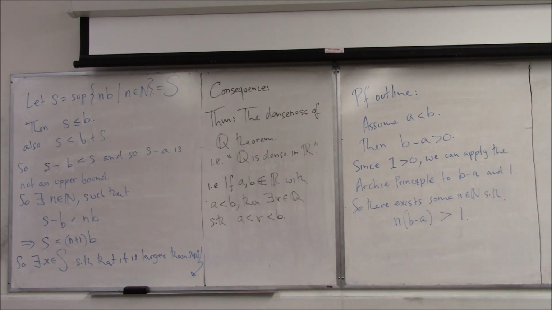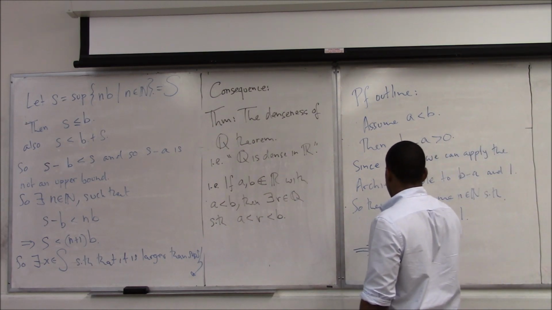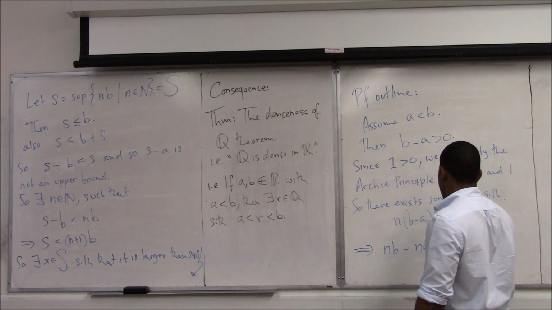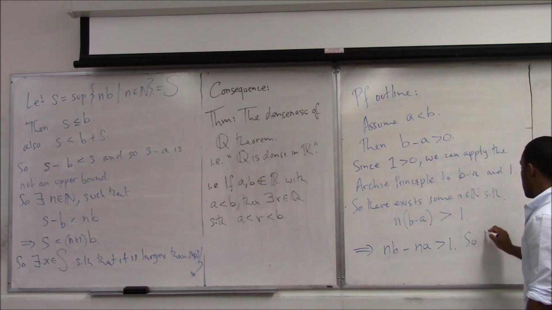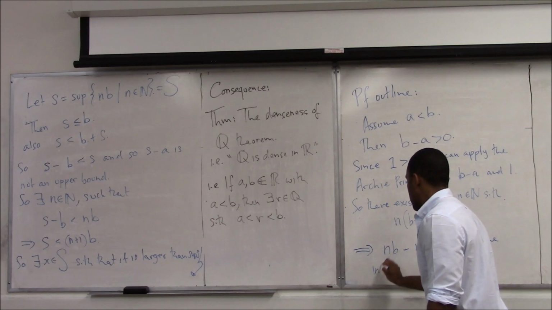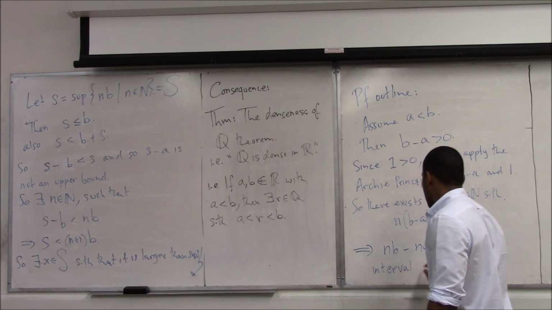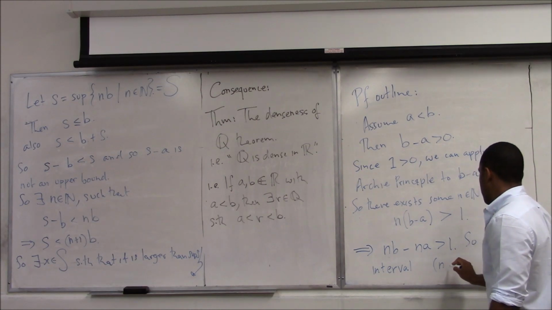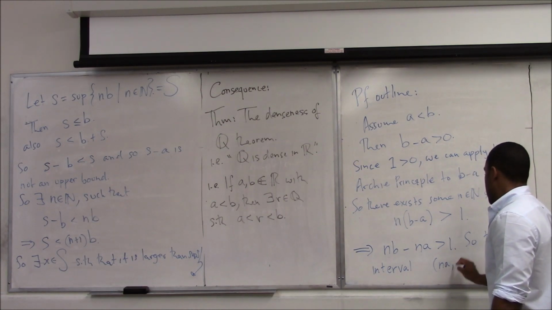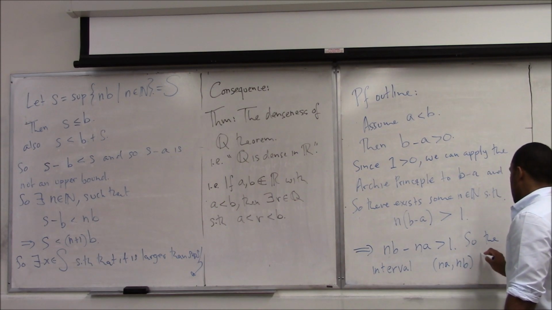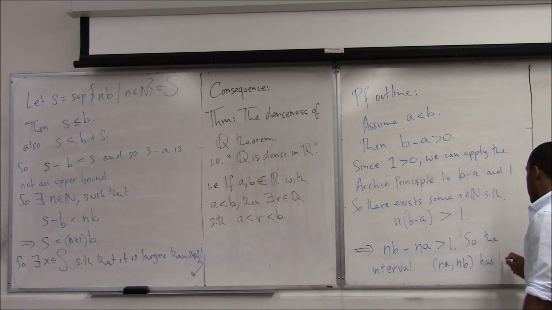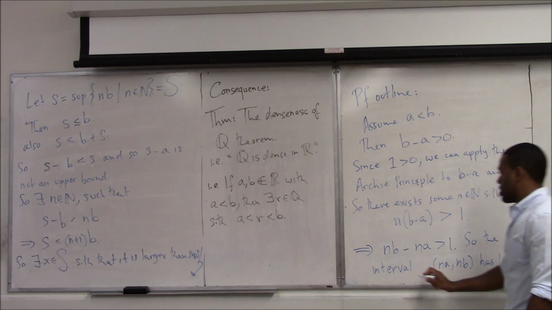Right? No matter what that guy is, it's positive. Even if it's super small, 1 over a trillion, there's a natural number I can multiply that by such that it will eventually be bigger than 1. This means that nB minus nA is greater than 1. So the interval, in particular what I'm saying is the interval nA and nB has length larger than 1.